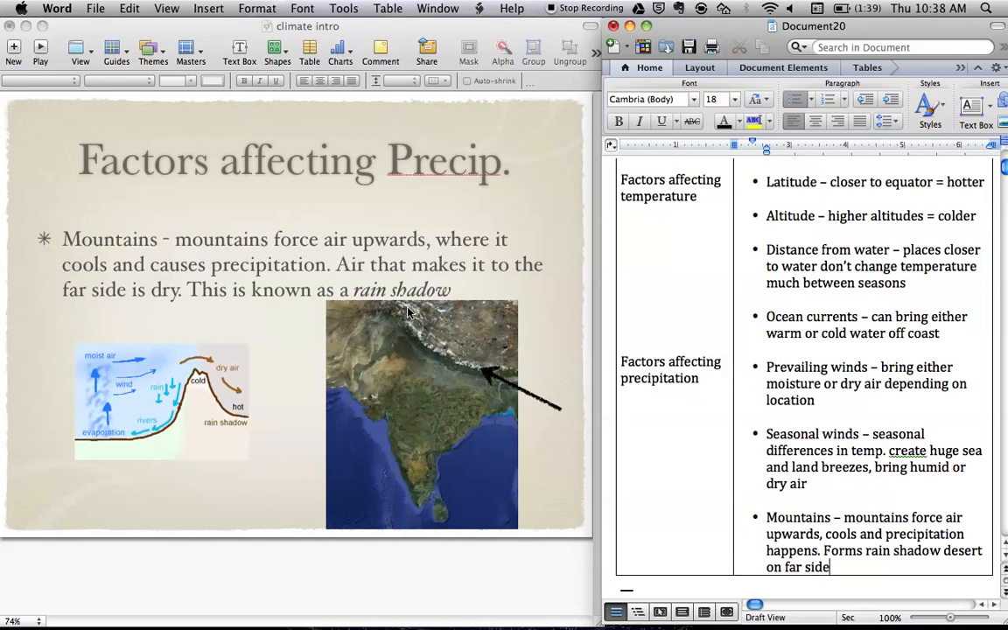All right? Please make sure you write a good summary and fill out the survey. And next week we will start looking at climate change and how these climates can change over time.